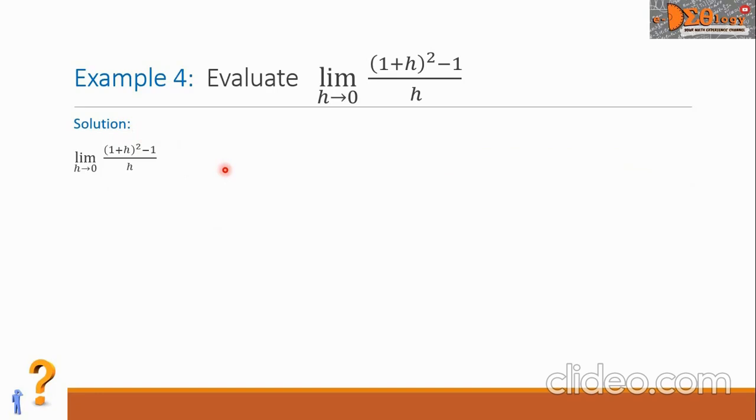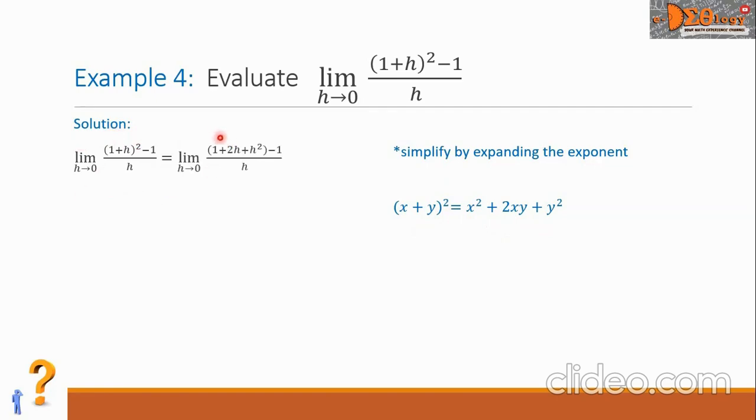So we're going to simplify first this function by expanding that exponent. Please remember that we have this special product formula. We will apply this rule to expand the 1 plus h, that is quantity squared. So we can expand our function here to be 1 plus 2h plus h squared, and then minus 1 we copy here, all over h.